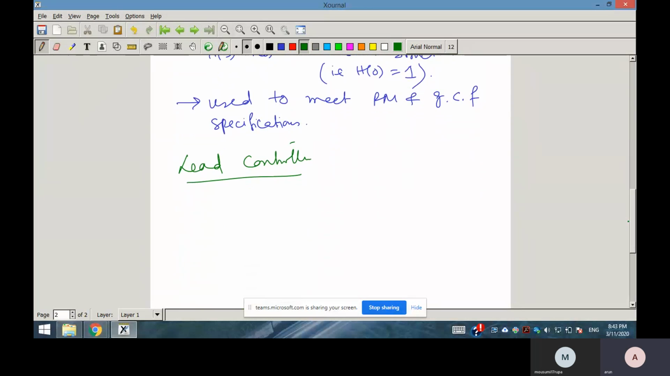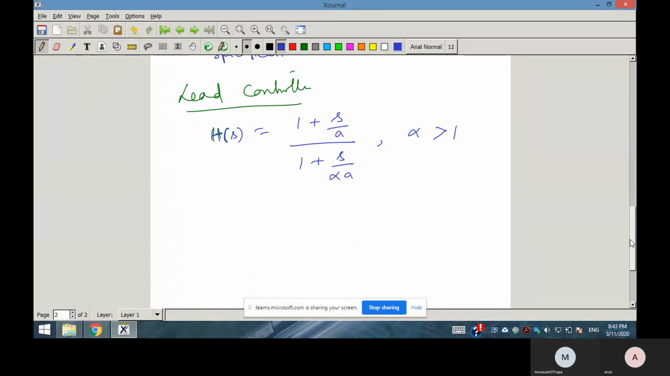So the lead controller H(s). The transfer function H(s) is of this type. H(s) is in normalized form: (s/a) divided by (1 plus s/(alpha a)), where alpha is greater than 1. So this is a normalized structure. You can easily verify H(0) equals 1.